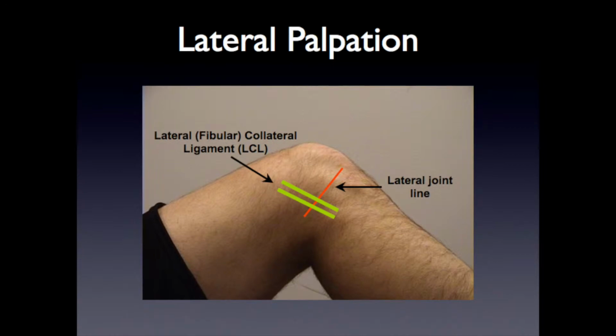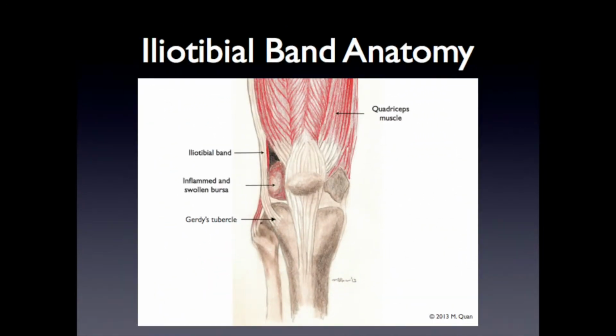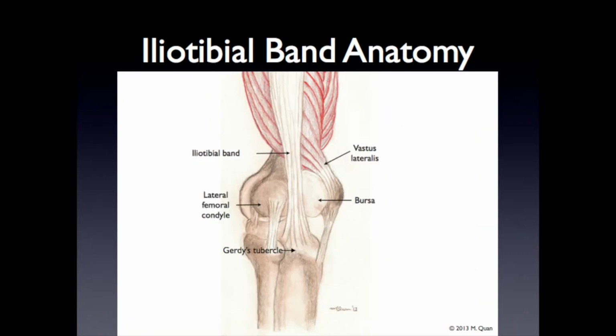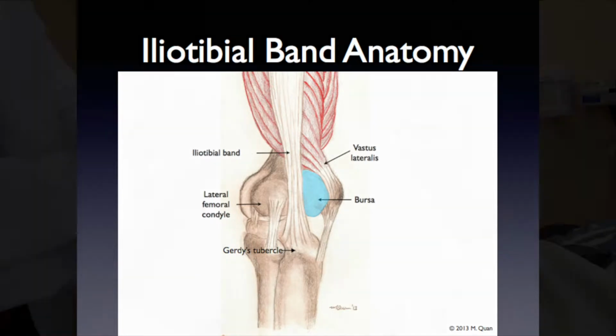In addition, there is the iliotibial band, which is a fibrous band that originates at the hip and runs down the lateral aspect of the thigh. It inserts on the lateral proximal tibia at Gerdy's tubercle. With iliotibial band friction syndrome, patients can have tenderness all along the IT band and at its insertion.